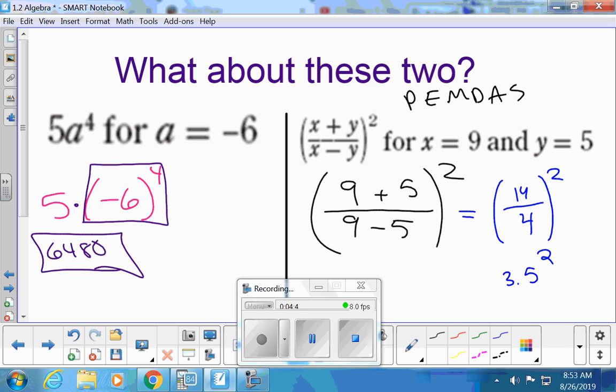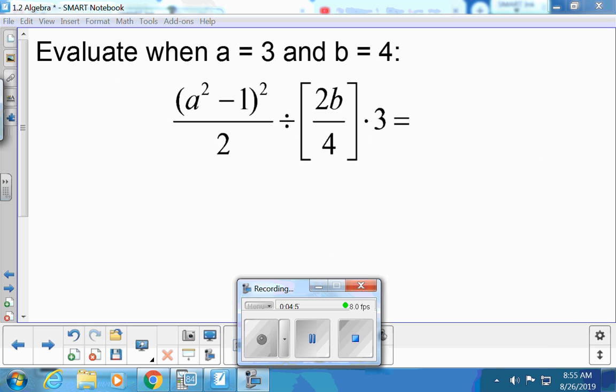3.5 squared. I should have put my calculator down. Yes? 10.24 or 10.25? That's weird. I got 12.25. Calculator's off by 1. Yeah, we'll pause the video and see what happened on this calculator. I know.